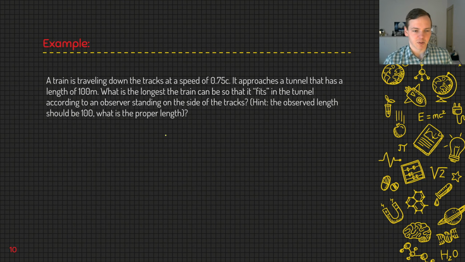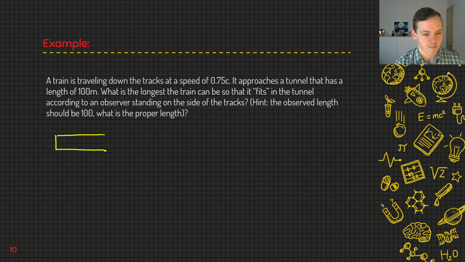So, as an example, a train is traveling down the tracks at a speed of 0.75 c. It approaches a tunnel that has a length of 100 meters. What's the longest the train can be so that it fits in the tunnel according to an observer standing on the side of the tracks? And hint, the observed length should be 100. What is the proper length? So we have this train, and we want to get a length of 100 so that it will fit inside the tunnel that it's coming up to.